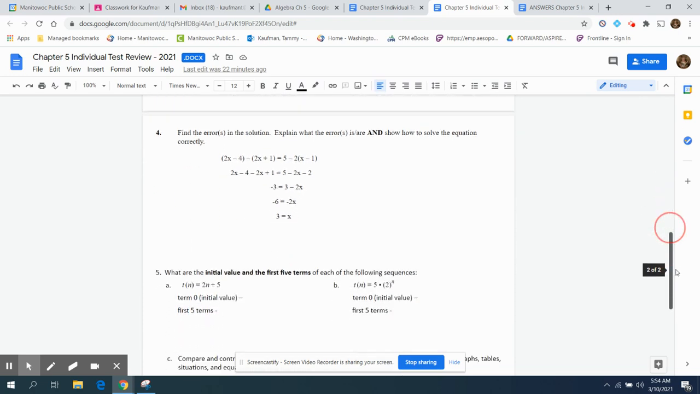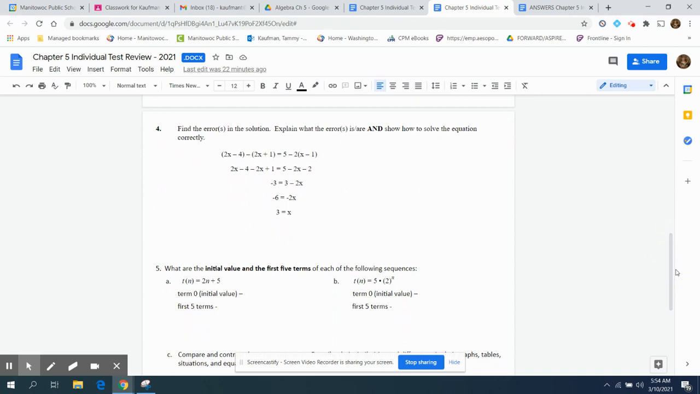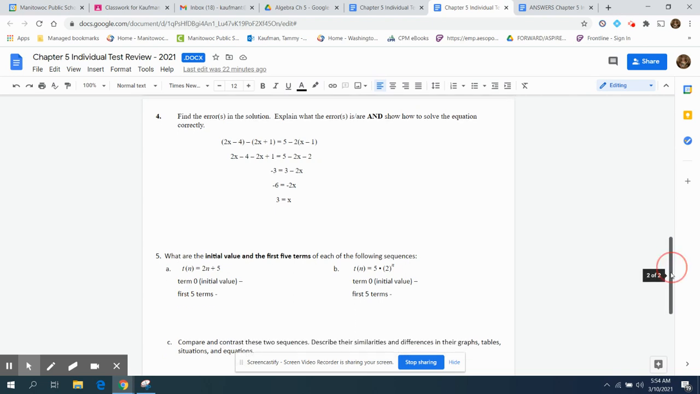And then for 4, I make a mistake in this one. Be careful. See if you can find that mistake and then solve it correctly. So make sure you explain where the error is and then show how to solve the equation correctly. Wouldn't be a bad idea to check it.